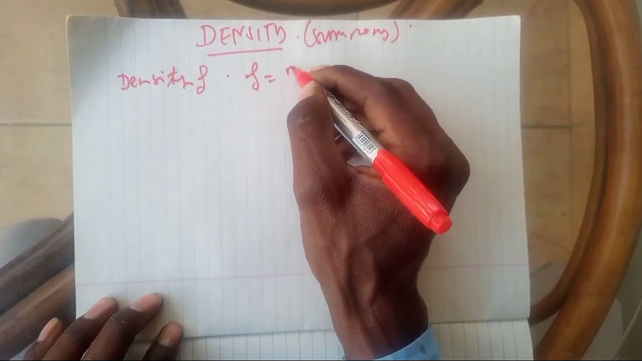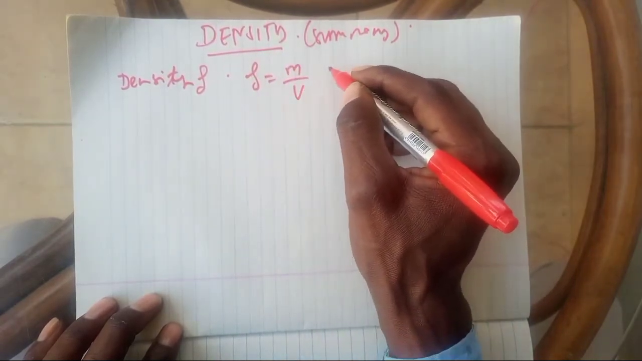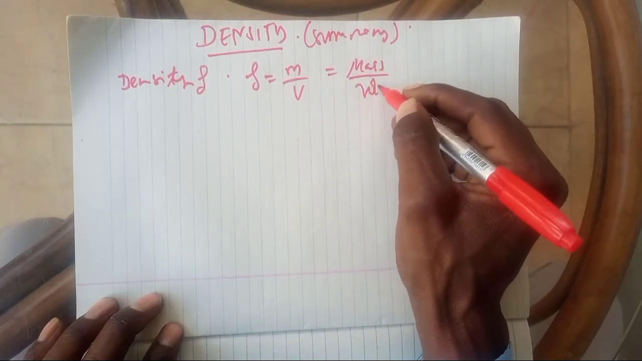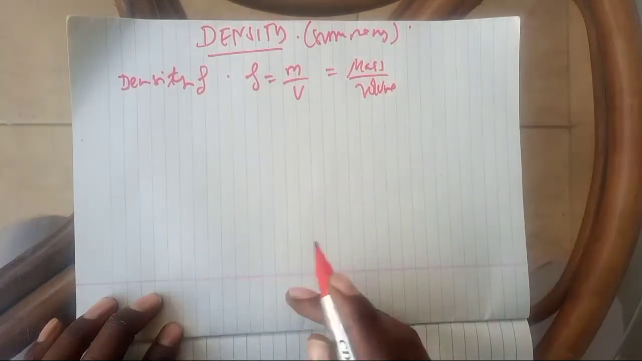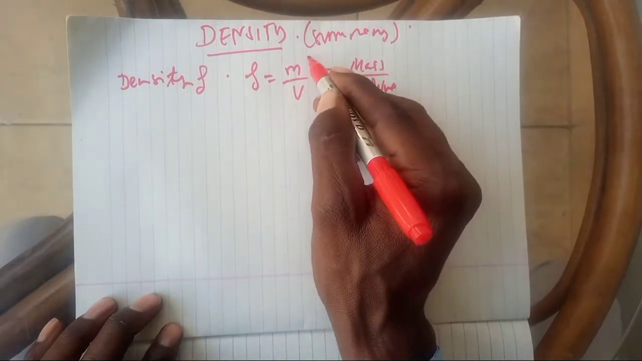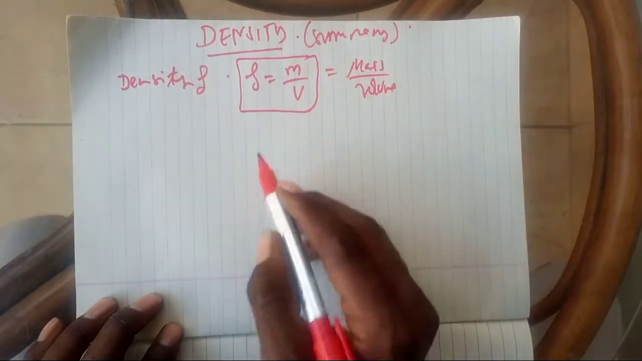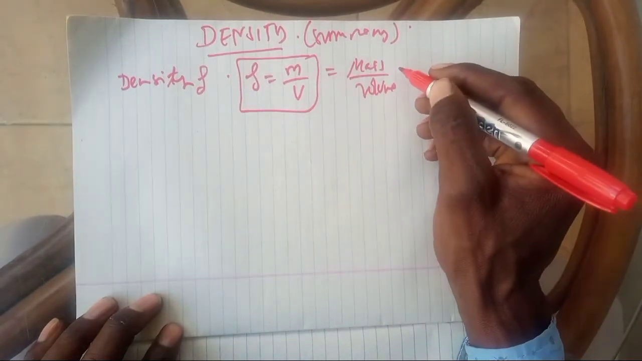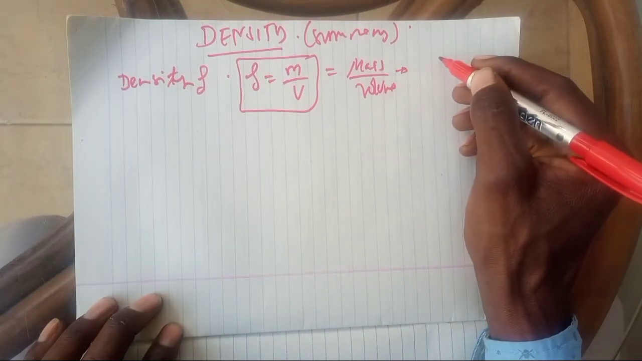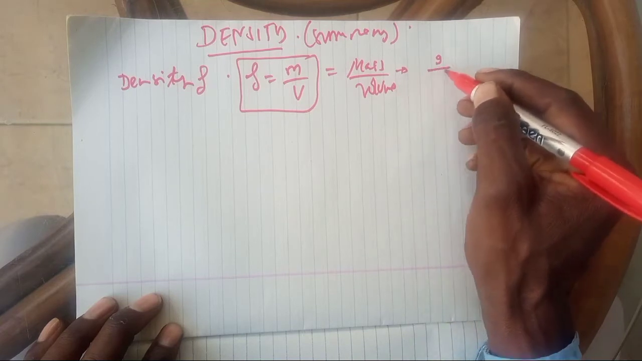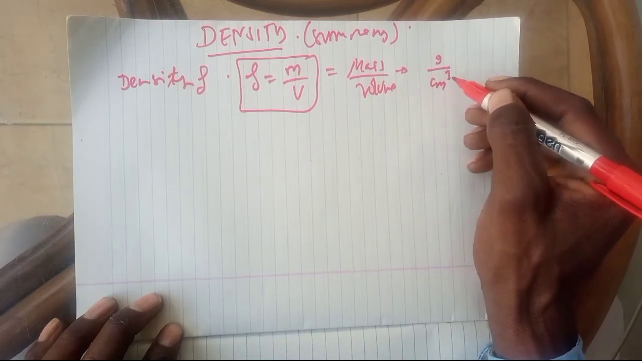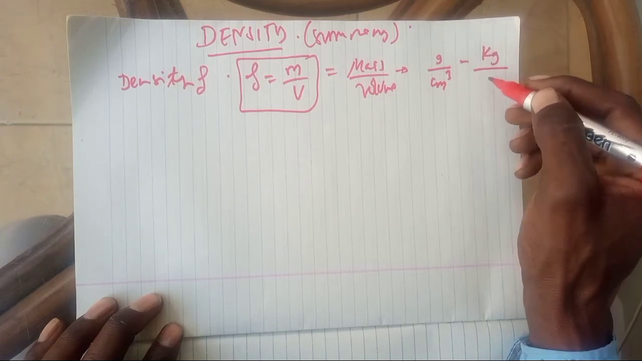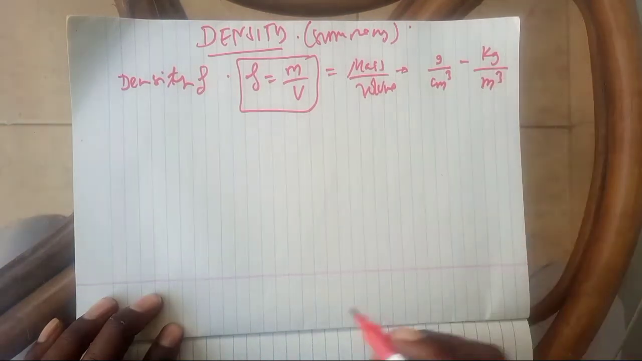Density is equal to mass over volume. Whenever we are calculating density, we should use this formula. It is mass per volume, therefore it is the ratio of the mass per volume. Remember, this mass is measured in terms of gram, and this volume is measured in terms of centimeter cubed. Or it is measured in terms of kilogram, and this volume is measured in terms of meter cubed.